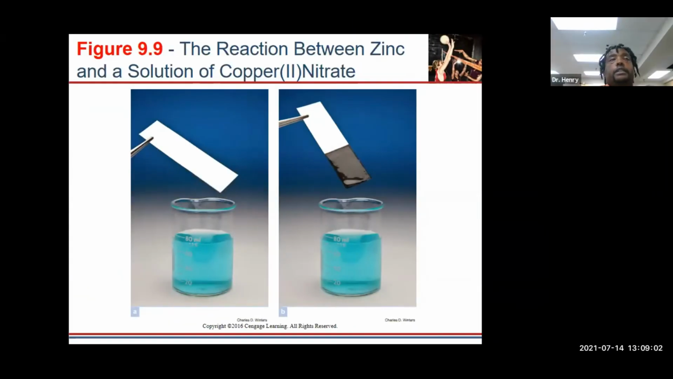Okay, chapter 9. It says the reaction between zinc and a solution of copper 2 nitrate. So if we have zinc and copper 2 nitrate, let's start writing this chemical equation. What is that chemical equation going to look like?